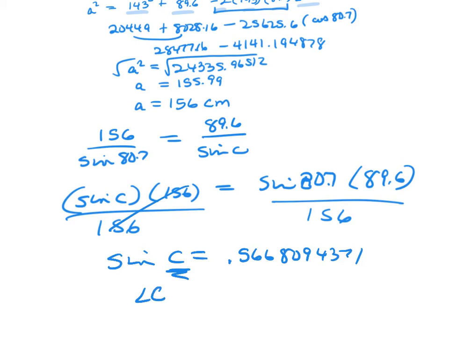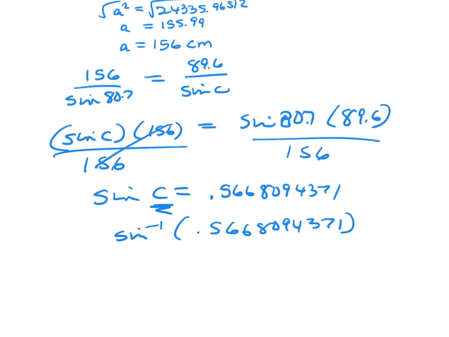So angle C, let me show you what I'm doing here. What I did on my calculator, I did sine inverse with this decimal. So then angle C is approximately equal to 34.5.